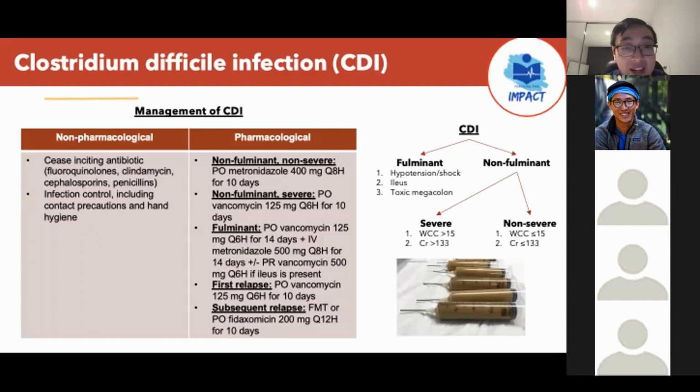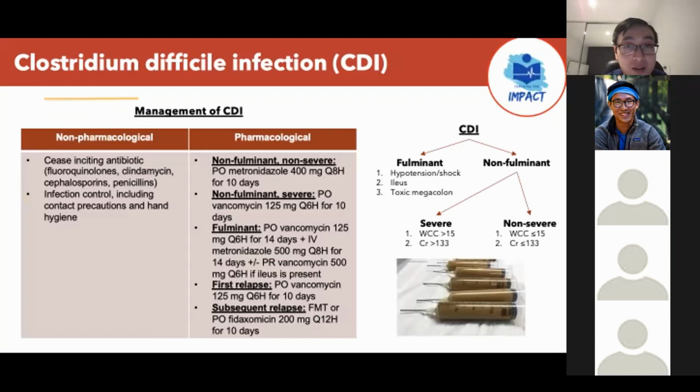If the patient doesn't have severe disease, so white cells less than 15, creatinine less than 133, then the patient has non-severe disease and can be treated with just oral metronidazole for 10 days. So non-severe disease, oral metronidazole for 10 days; severe disease, oral vancomycin for 10 days; and fulminant disease, you need both oral vancomycin and IV metronidazole for 14 days, and if it gets out of hand, you need surgery.